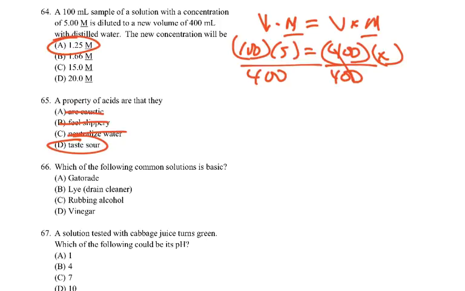Okay, which of the following common solutions is basic? So lye, we tested that. Drain cleaner, that's the one that turned yellow. Rubbing alcohol was neutral, and the other two were acids.